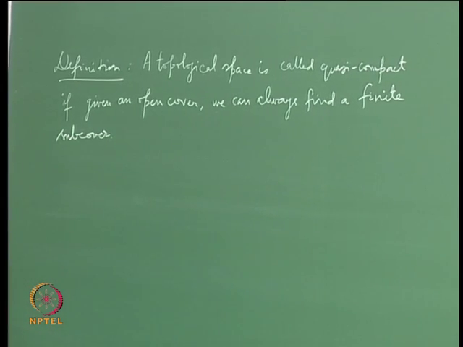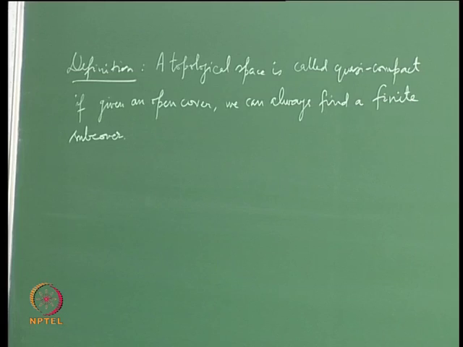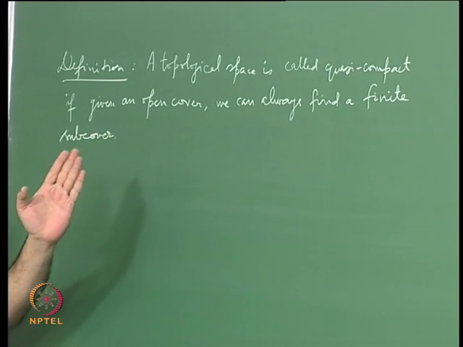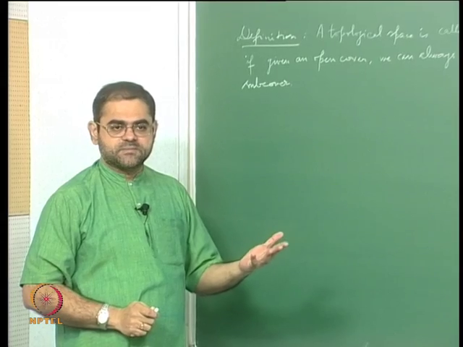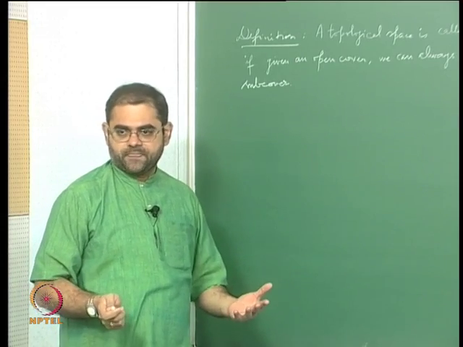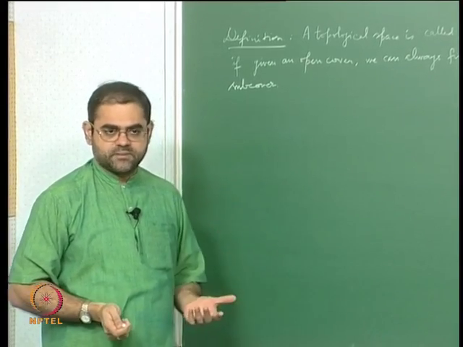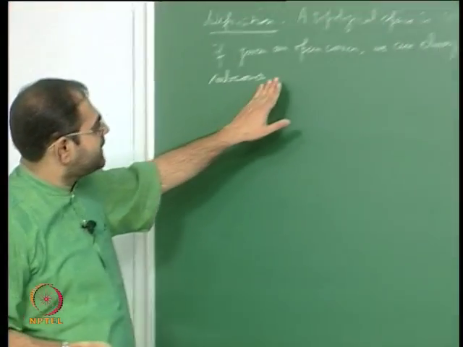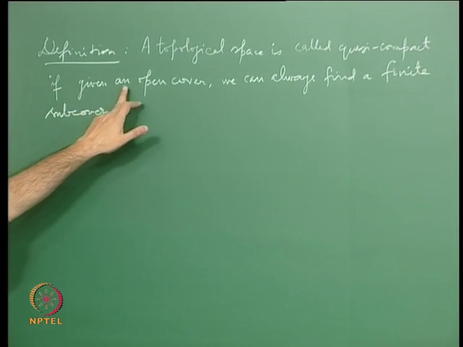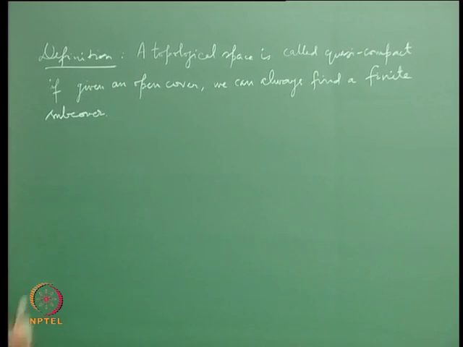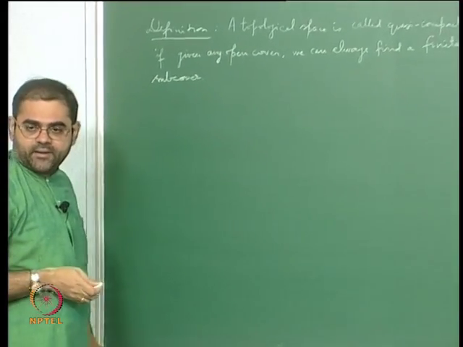In fact, if you study general topology, this is the definition of compactness. Normally this is the definition we give for compactness of a space. If you give me a collection of open subsets whose union equals the space, then from that collection you can extract a finite subcollection whose union will also be equal to the whole space. This is what it means when we say that in every open cover you can always find a finite subcover. And this should happen for any open cover.